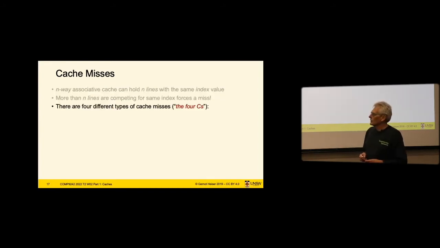In general, there are 4 different kinds of cache misses, and I call those the 4 C's. And these you should really know. So if I wake you up at 2 a.m. and ask, what are the 4 C's, you should be able to rattle them off. So what are they? Why do you miss in the cache? Most trivial one is?